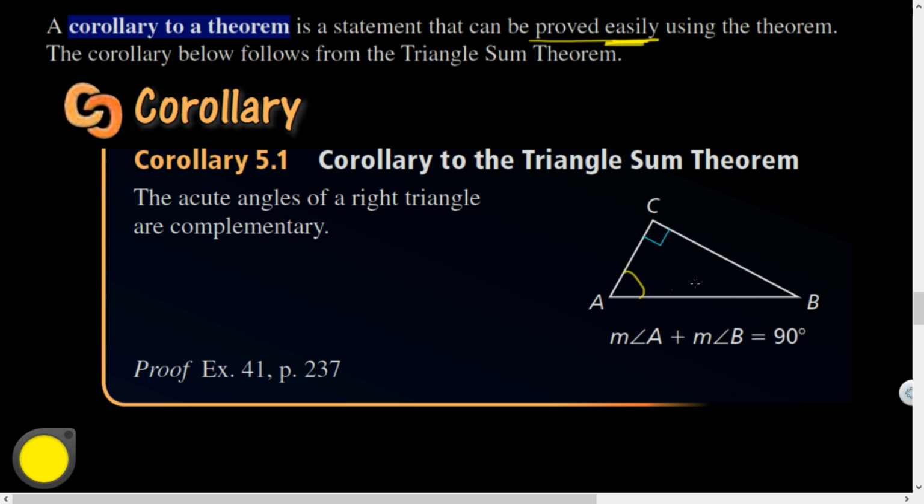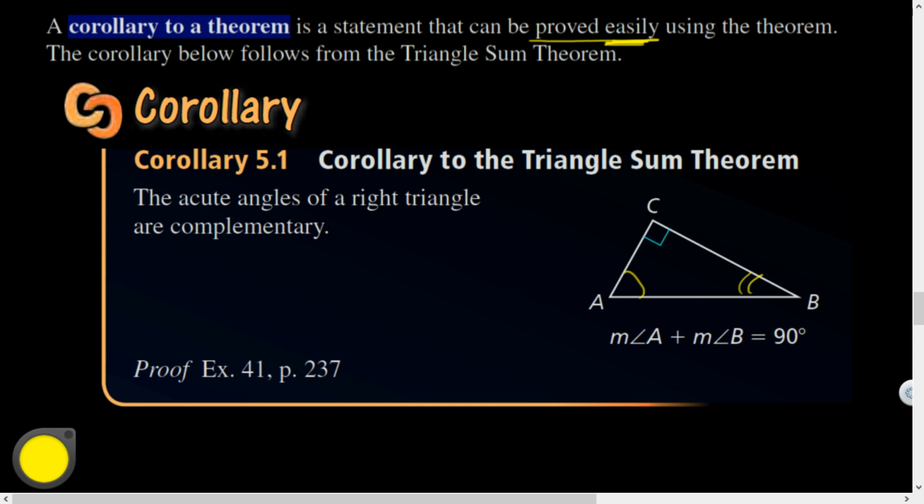So this angle plus that angle will add to 90 degrees. Why do I know that's true? Because I know that all three of these add to be 180 degrees. And if one of those is 90 degrees, subtract 90 from both, and it kind of proves itself. It's a corollary, friends.